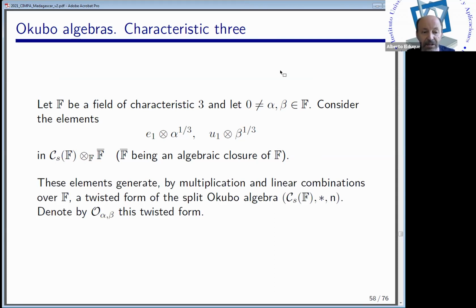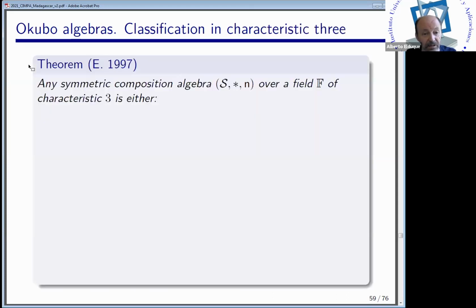What we get is a twisted form of the split Okubo algebra. So an algebra that becomes isomorphic to the split Okubo algebra after extending scalars. This is clear from the construction, but that depends on two parameters, alpha and beta, two scalars. Denote this algebra in this way, O sub alpha and beta. And this is a twisted form of the split Okubo algebra. So this is an Okubo algebra. Well, the interesting thing is that in this way we get all the Okubo algebras.